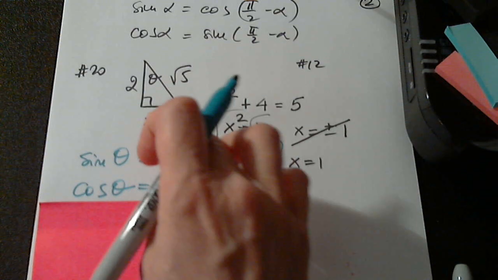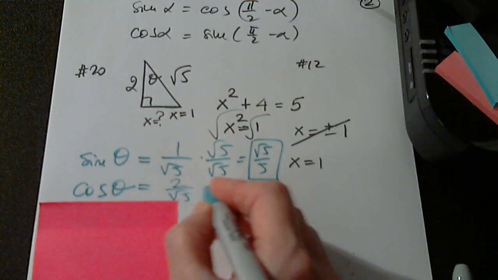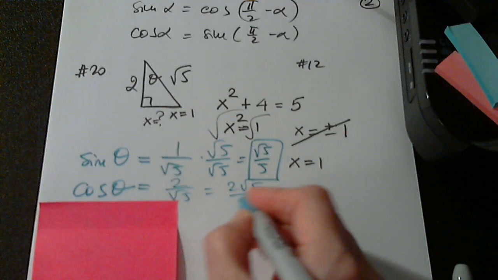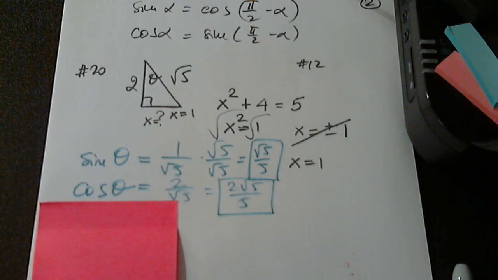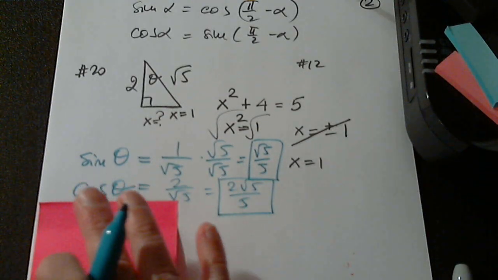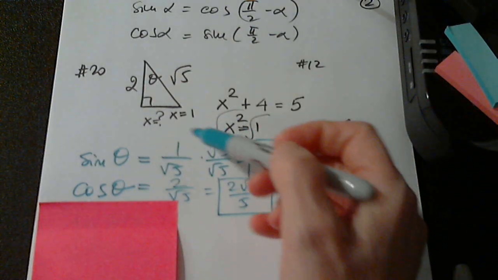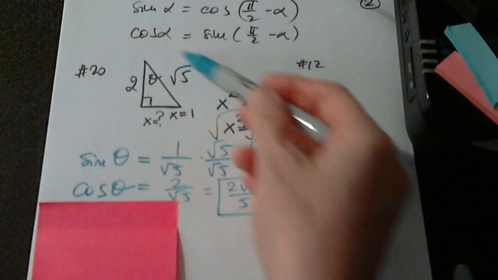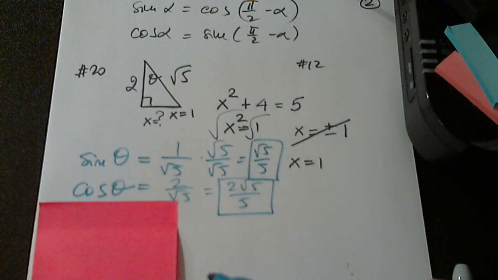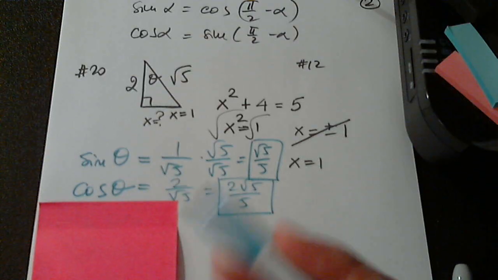Two over square root of 5. Very good. The adjacent over the hypotenuse. 2 over the square root of 5, which is 2 square root of 5 over 5, after we rationalize. I don't want to prevent you from thinking that way, but I don't need tangent, cotangent, secant, cosecant in terms of the sides of the triangle. We will do it, but I don't need it.